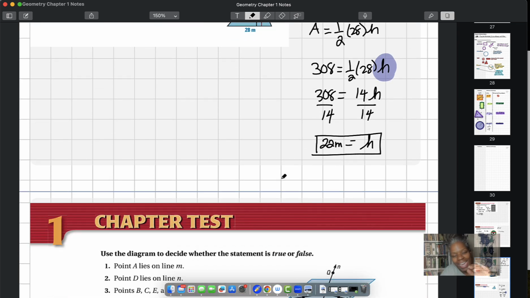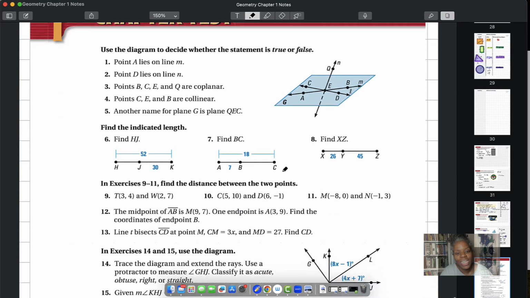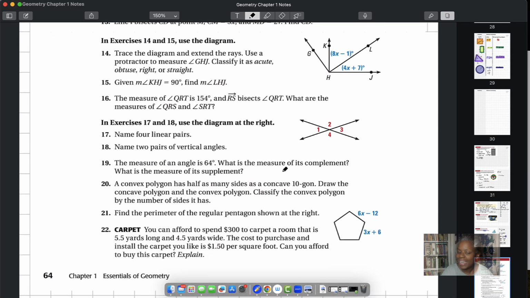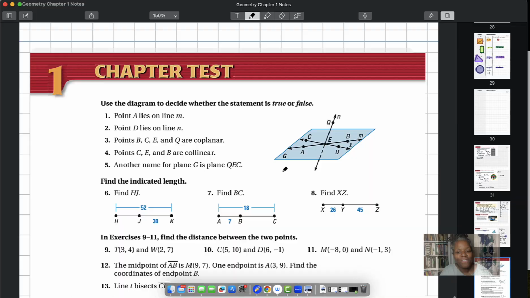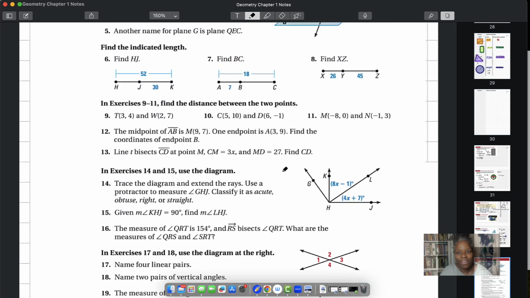If your packet is still intact, you might have the chapter test here for you. This would be an excellent way to start to get ready for the tests for this entire chapter or unit.